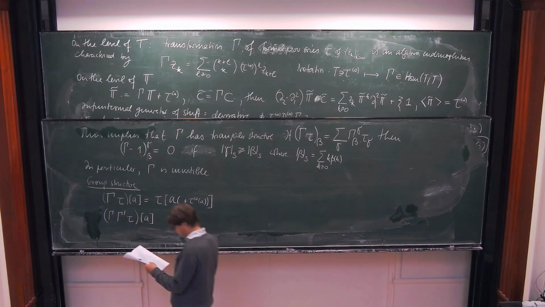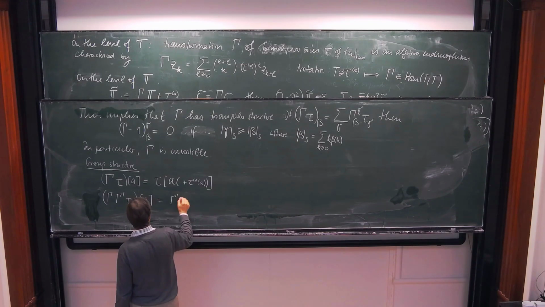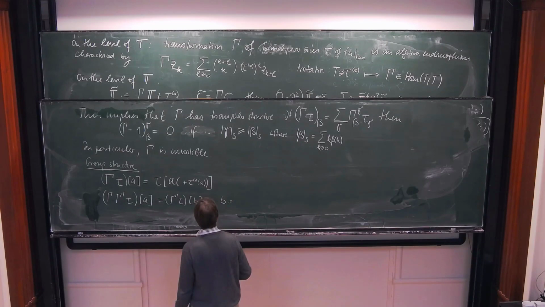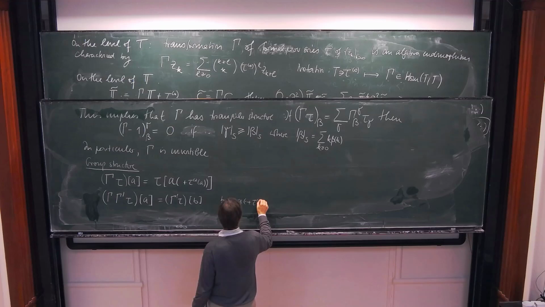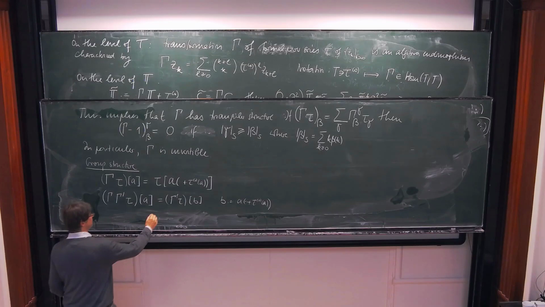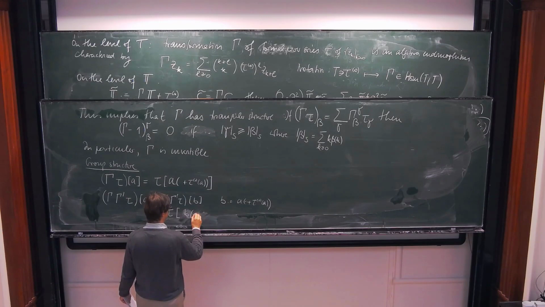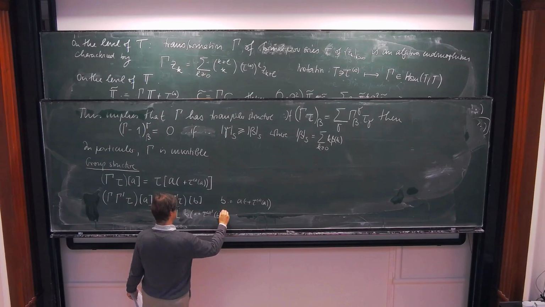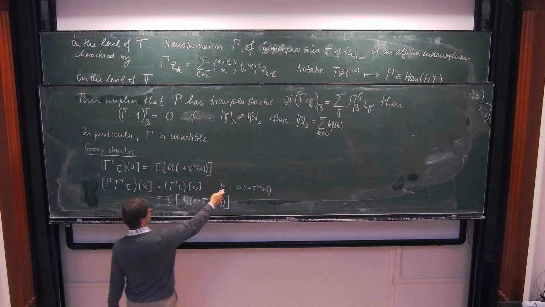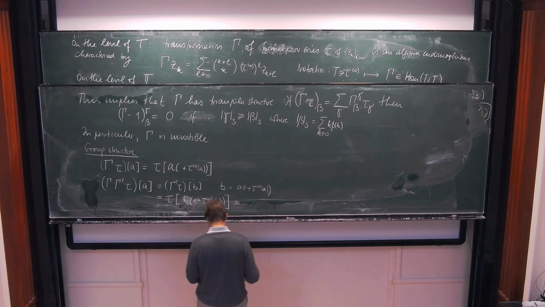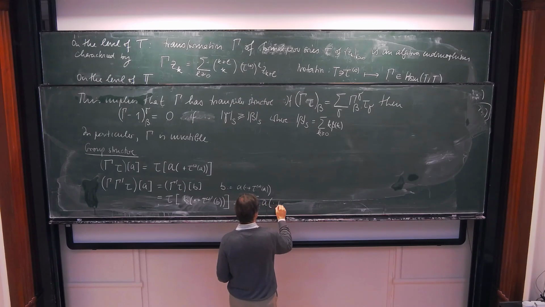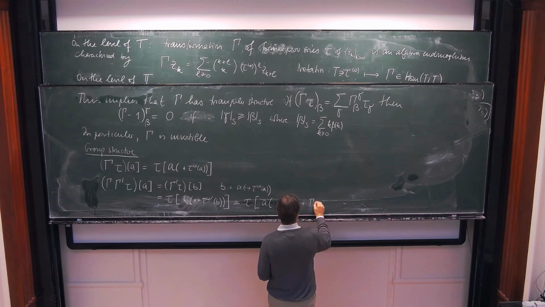So this is gamma prime tau applied to B, where B is the short notation for the shift at A. And then you apply again the definition. This is tau applied to the shift at B, this time shifted by tau 0 prime of B. And now if you insert this in both places, you realize that this is the same thing as tau applied to A, shifted by tau 0 of A, plus gamma tau 0 prime applied to A.